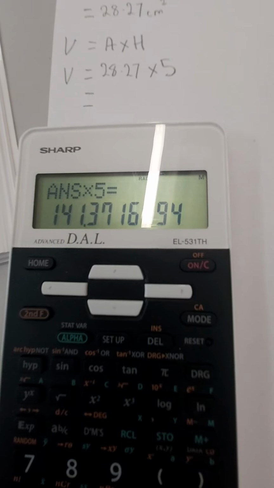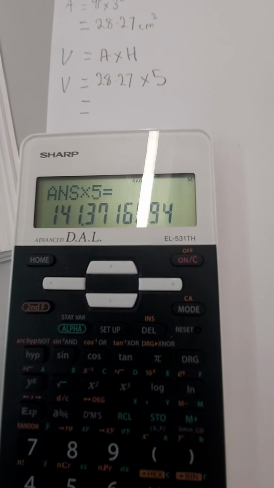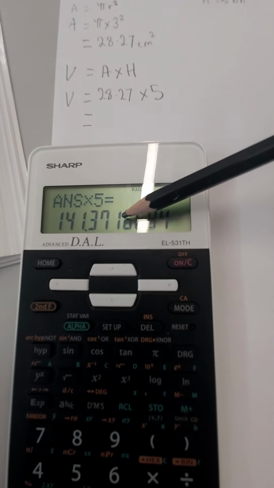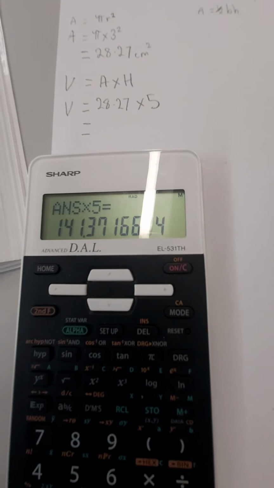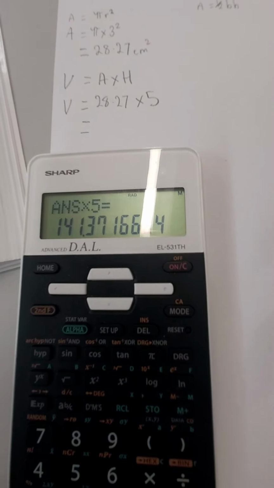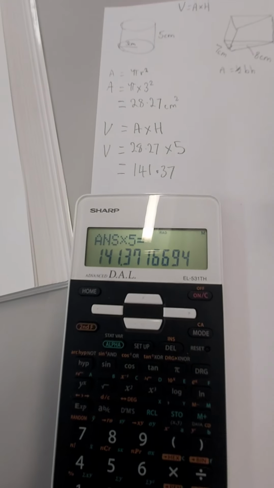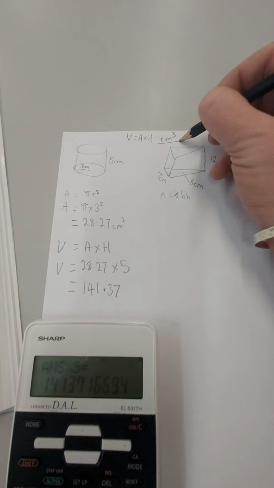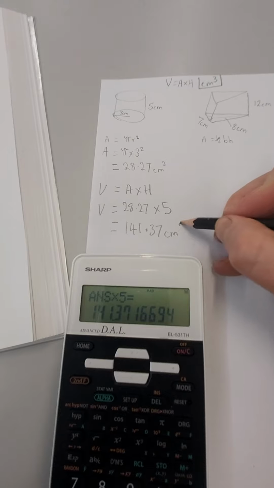Here's my answer, okay? Now, how many decimal places did it say to go to? It said to go to 2, okay? So we've got 141.37. Look at that last number after the 7. If that was 5 or above, that 7 would become an 8, but it stays how it is. So 141.37. And we're looking at volume, so our answer will always be cubed, all right? Centimetres cubed.